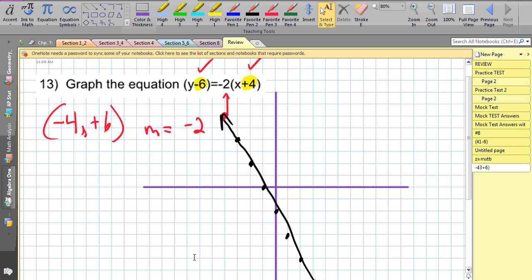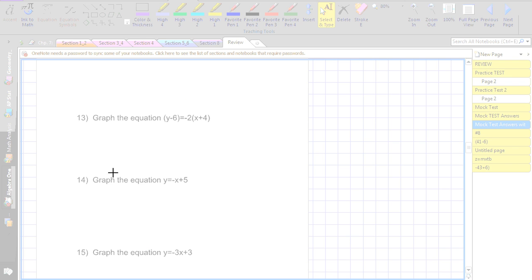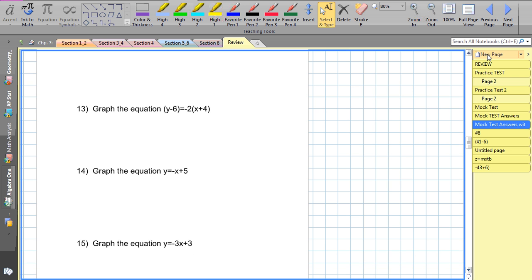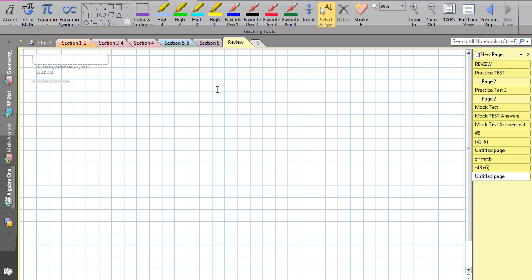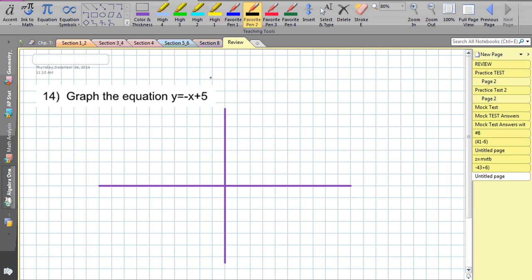Let's try number 14. 14 is another graphing problem. You have to be very comfortable with graphing. And notice this one is back to a really nice format. The format here is slope-intercept form. Slope-intercept form is a great form to have, because just by looking at it, I know the y-intercept. That's the 5. 1, 2, 3, 4, 5. And then the slope is going to be negative 1, down 1 over 1, down 1 over 1, and so forth.